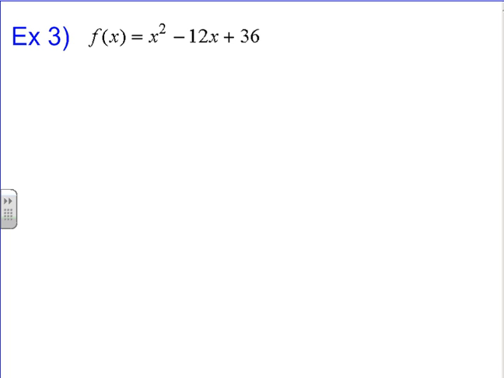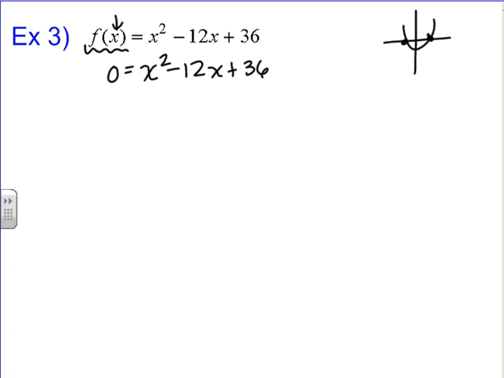Here I have the function f of x equals x squared minus 12x plus 36. Now, we might be confused by the function notation, but don't. Remember to think about what are we trying to do? What does it equal? Where are we headed? If we're trying to find out where that parabola is hitting the x-axis, what we want is we want y to equal 0. In other words, it's a function of x. We want y to equal 0. So really we're looking at 0 equals x squared minus 12x plus 36.